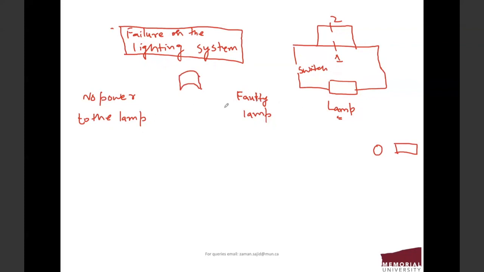Let's see now. This faulty lamp, we cannot further divide it. So I can use my circle here because that will become my basic event here. I cannot further classify the faulty lamp problem here. However, on the other hand, no power to the lamp. Now this system here, it does have the two batteries. So this means I can further classify this power issue. So instead of using a circle, I'm going to use a rectangular. By using the rectangular, it will make it an intermediate event. And now I connect them using the gate.